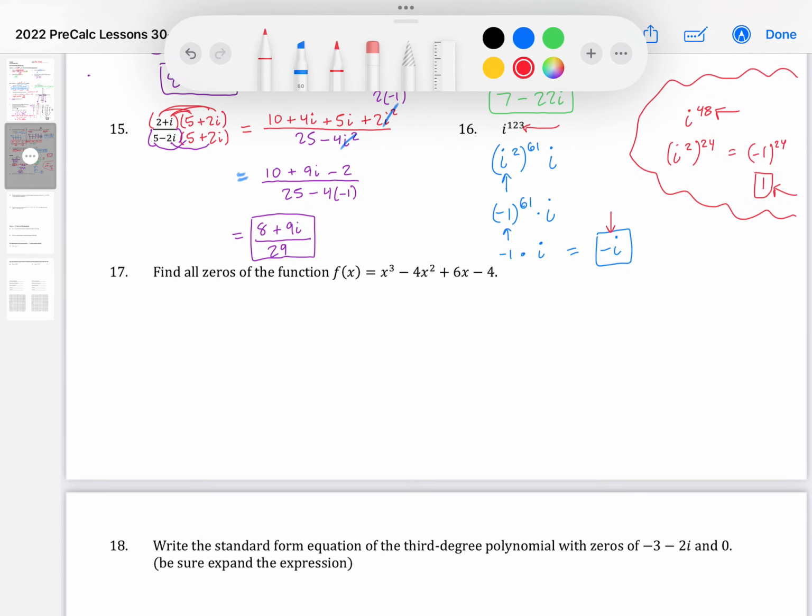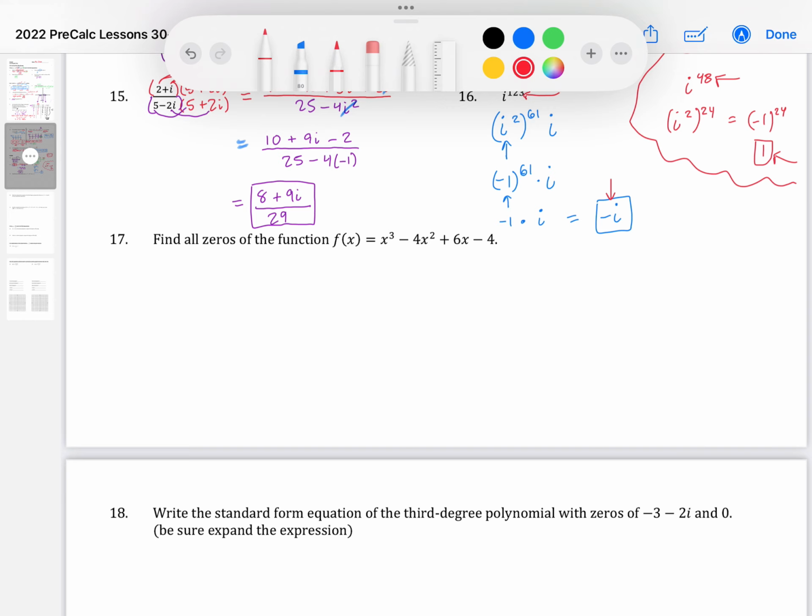All right, 17 is one that we're going to have to do quite a bit of work. This one says find all zeros of the function f of x. So we're going to combine first, starting to find our list of possibles. So that's our step 1. P in this case is negative 4. Q is 1. So my factors of P would be plus minus 1, 2, 4. Those are the factors of 4. And the factors of 1 are just plus and minus 1. So my list is just 1, 2, 4, positive, negative.